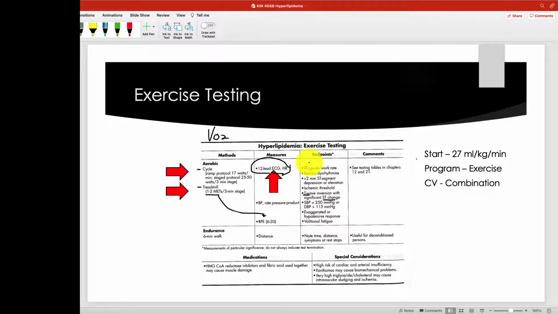Endpoints. VO2 peak. If they hit their VO2 peak, we stop it. If you don't know what a VO2 peak is, if you haven't done 456 in a while, look it up. This is where you're doing some of the heavy lifting.